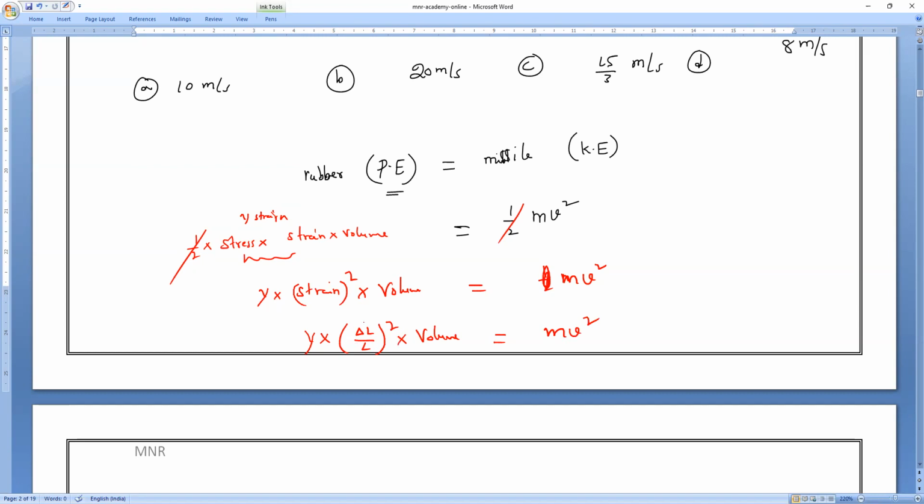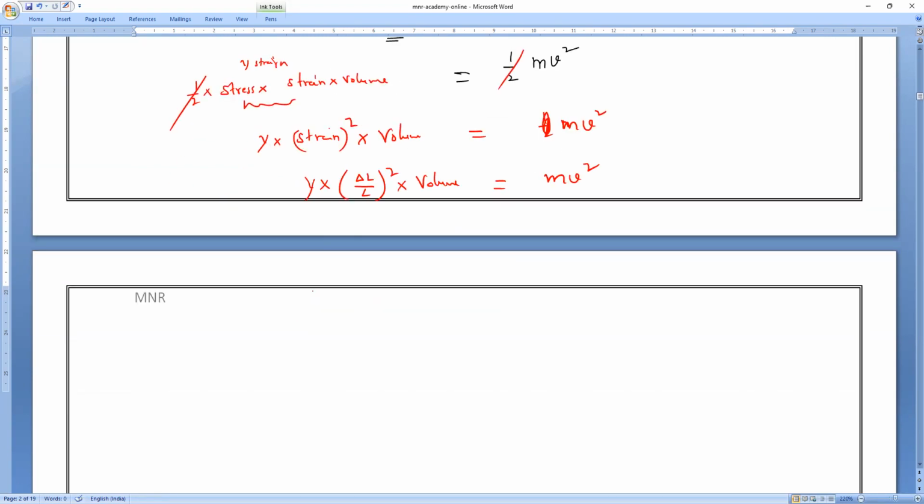Now you can go with the substitution, but while substituting, be very careful with the units. What is the Young's modulus value given? Check the question and tell me. 5 into 10 to the power 9. Next, delta L: 12 minus 10, how much is it? 2 centimeter. So 2 centimeter means, in meters, 2 into 10 power minus 2.